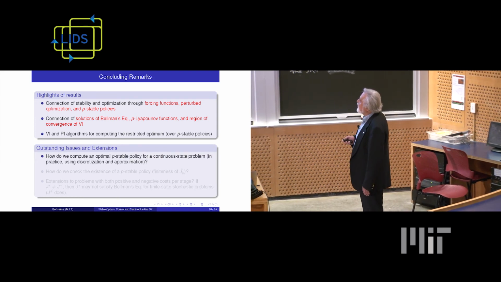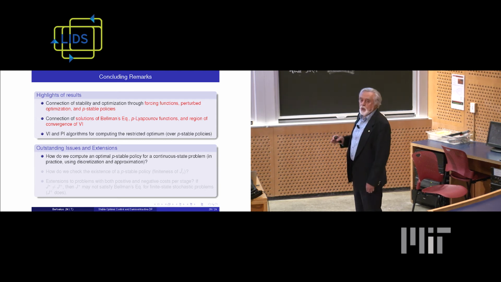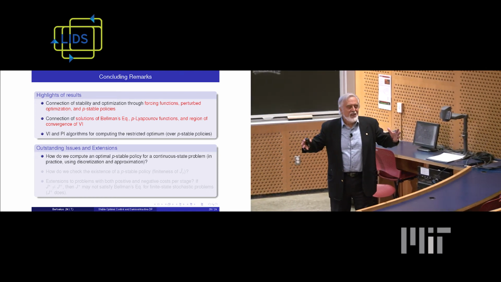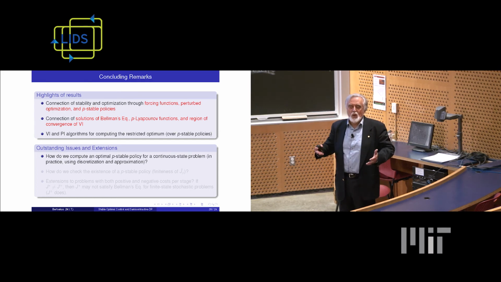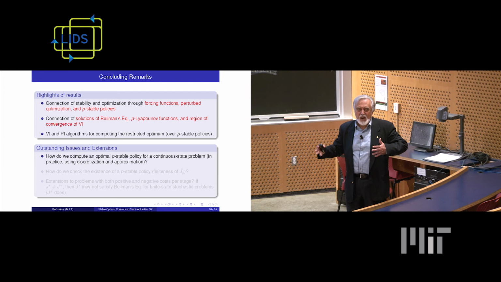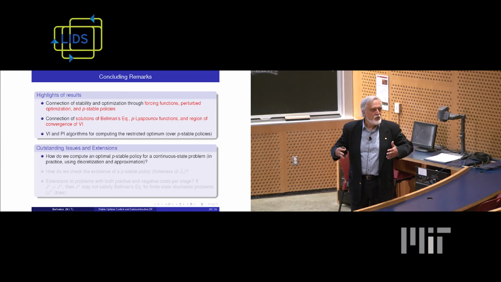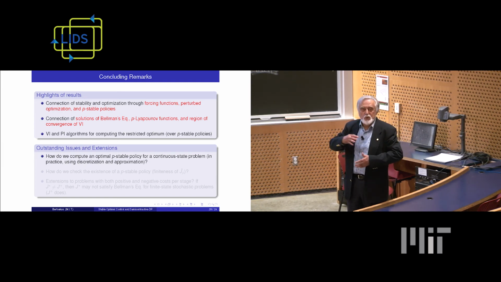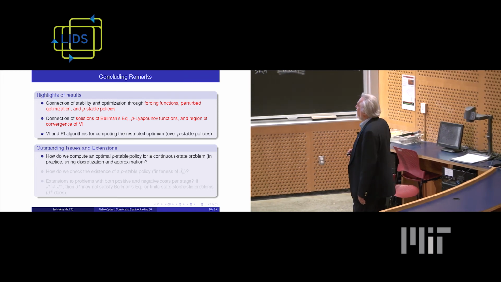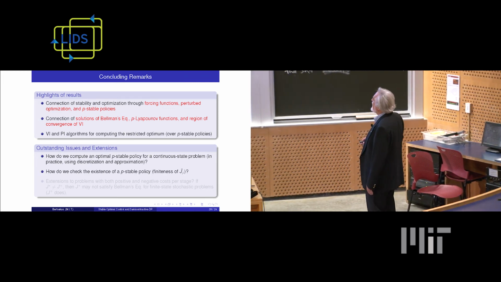I'm going to mention just one. How do we compute an optimal p-stable policy in practice for a continuous state problem? If you have a continuous state problem, you have to discretize in order to solve it numerically. But this may obliterate completely the structure of the solutions of Bellman's equation. Some solutions may disappear, some other solutions may appear, and there are some questions around that.